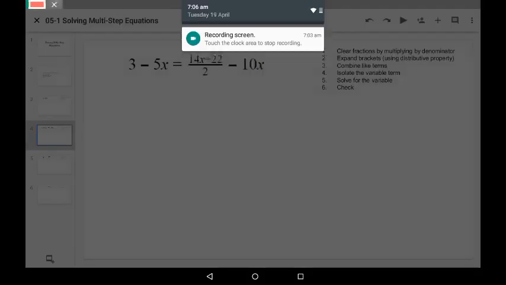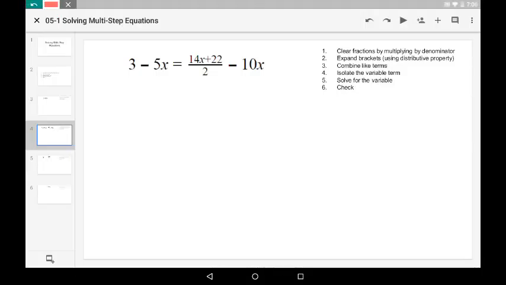Example number 2. This one's much more complicated. So let's take a look. What can we do first? Well, we have a fraction. So the easiest thing to do is to start by multiplying by the denominator first thing. So I'm going to multiply all of these terms by 2. Multiply by 2, multiply by 2, multiply by 2, multiply by 2.